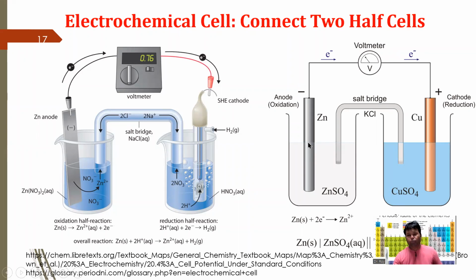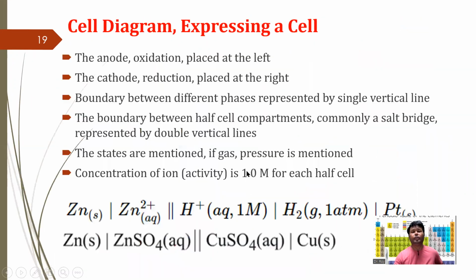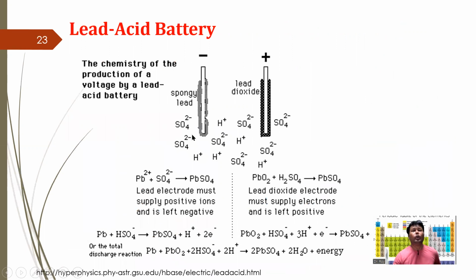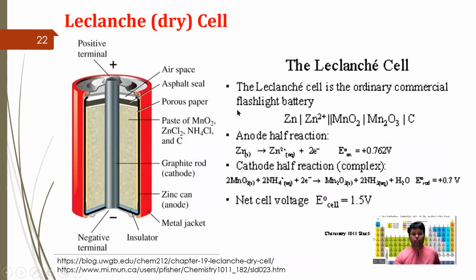But if we have some mechanism to regenerate the electrode, that can help us reuse the system. That is happening in our mobile phone, but that zinc cannot be reused. So the Leclanché cell, what we have mentioned, that means that is zinc 2+. Here you can see the anode half reaction.